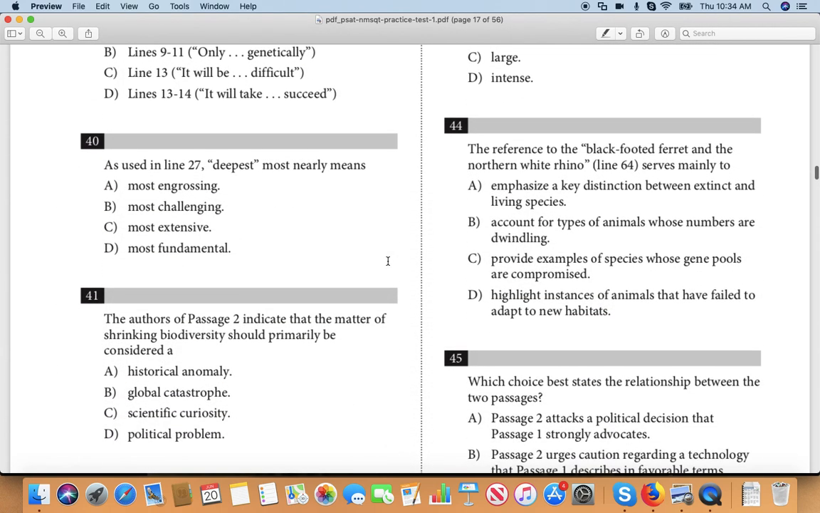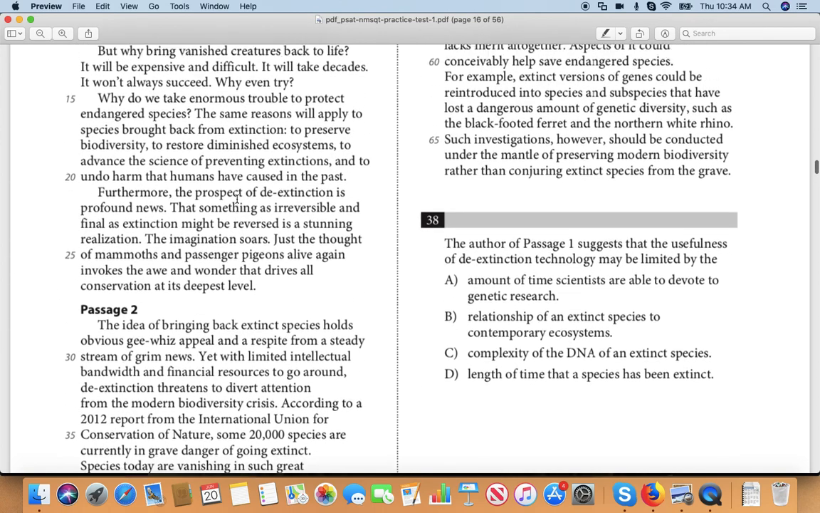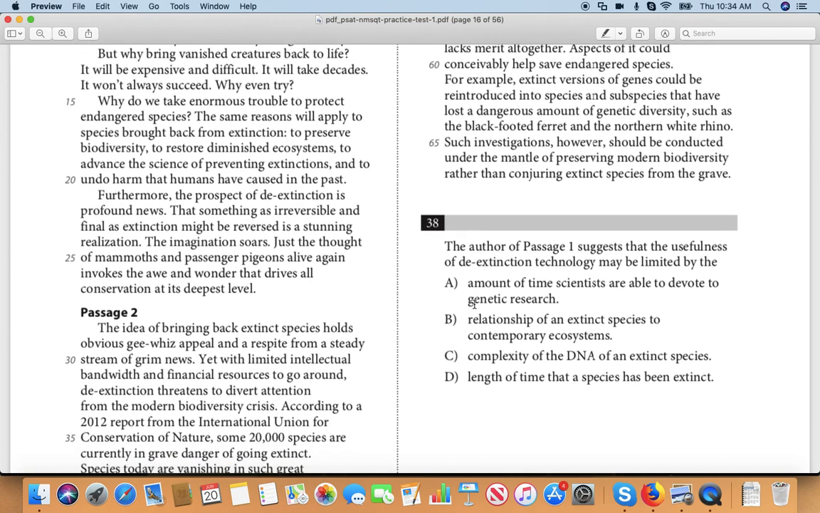I want you to plug in most engrossing, I think is the answer choice A. Most engrossing. Okay. Just the thought of mammoths and passenger pigeons alive again invokes the awe and wonder that drives all conservation at its most engrossing level. I don't know about that. Yeah, what does engrossing mean? I'm trying to think. I feel like if something's like top grossing or grossing, I guess, then it's what would that be? Yeah, you think of like a top grossing movie? Yeah. Interesting. I've never made the relation between those two words, but I think there might be something to that.